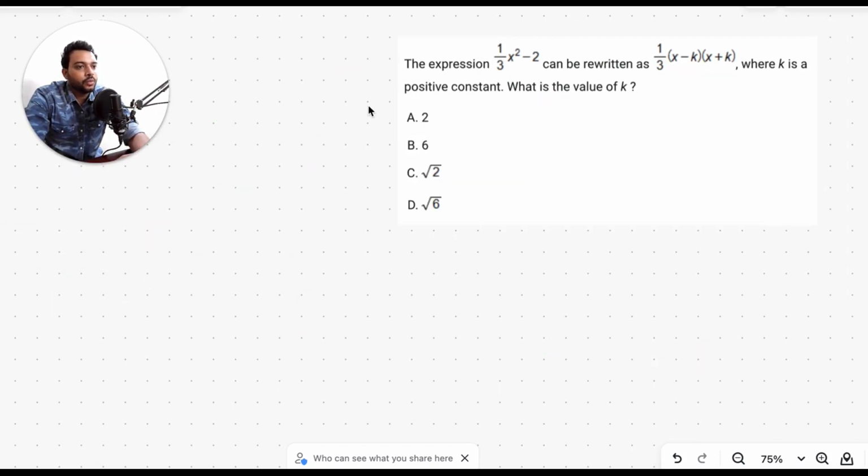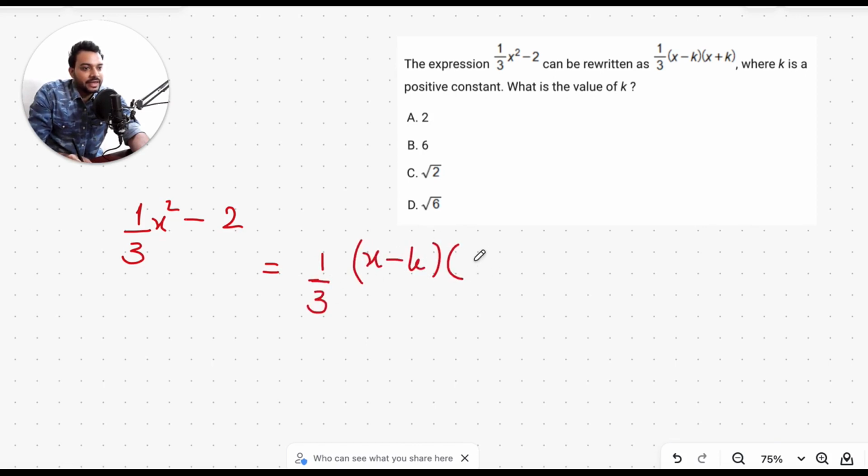The expression 1 by 3 x squared minus 2 can be rewritten as 1 by 3 times x minus k times x plus k, where k is a positive constant. What is the value of k? Again, two expressions, like two versions of the same expression. Let's understand it like this. The given first expression is 1 over 3 x squared minus 2. That is equal to 1 by 3 times x minus k times x plus k. So where k is a positive constant, what is the value of k?